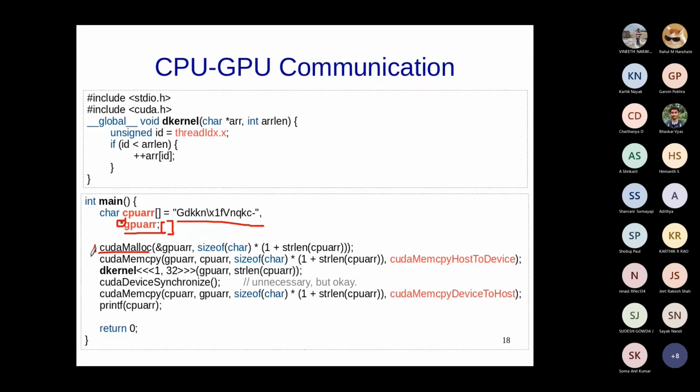Then I do a memcpy from CPU to GPU. Then I launch a kernel. Then there is a cudaDeviceSynchronize, and then I get the memcpy. Again, this sync is unnecessary because of cudaMemcpy. And then from the device, I get the result back onto the CPU, and then I print that CPU array. You have to tell me what is the output of this code. And in the process, if there are any questions, feel free to ask.